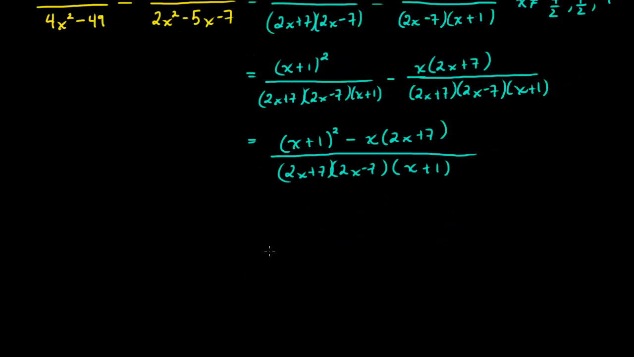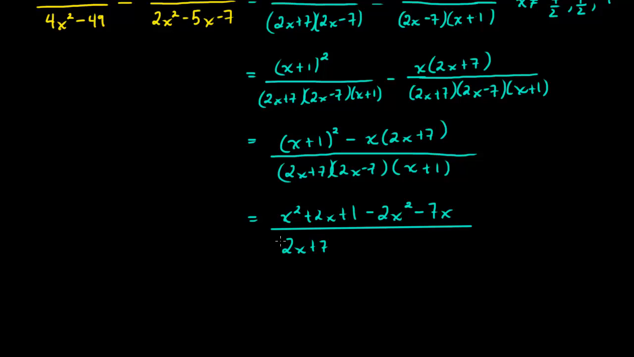Now we can go ahead and simplify the numerator. If I expand (x + 1)², I get x² + 2x + 1. And then if I distribute the negative x into 2x + 7, I get minus 2x² minus 7x. And this will be all over (2x + 7)(2x − 7)(x + 1).